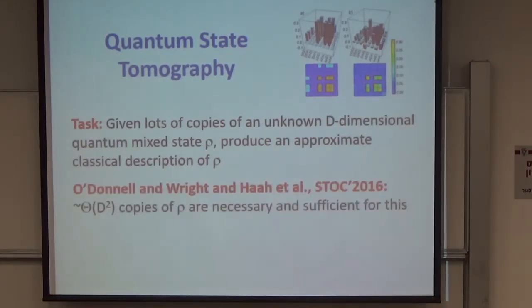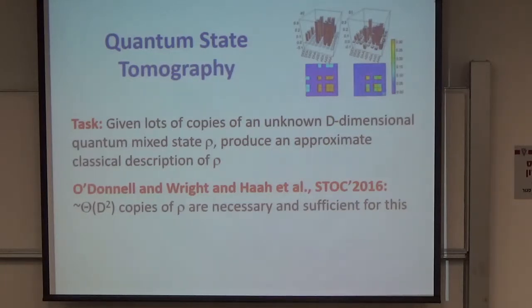It was surprisingly recent that we actually learned the sample complexity of this task, that is, how many copies of rho are necessary and sufficient to learn rho tomographically. It was only a couple of years ago that it was proved that maybe the first thing that you would guess is indeed the correct answer, namely, you need about d squared copies.